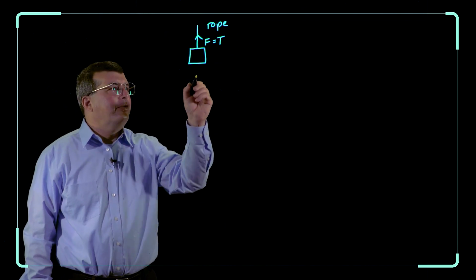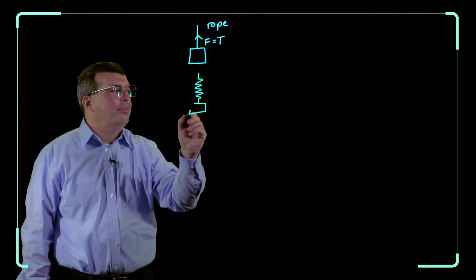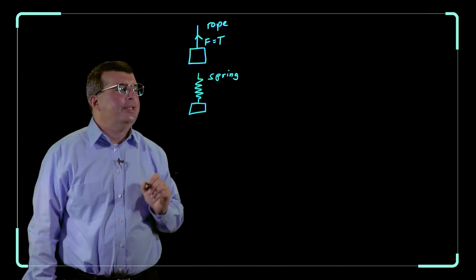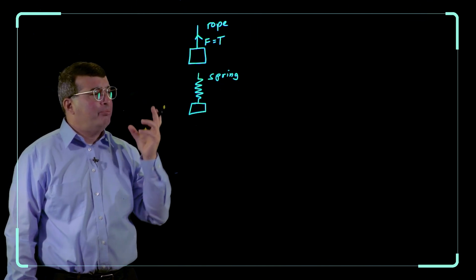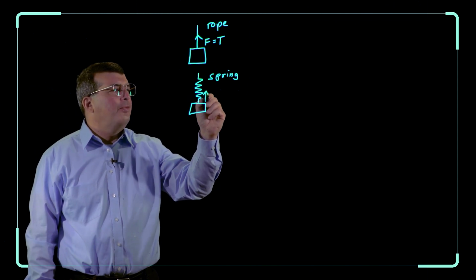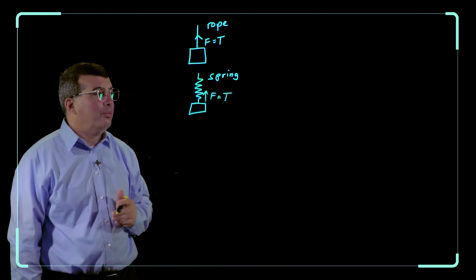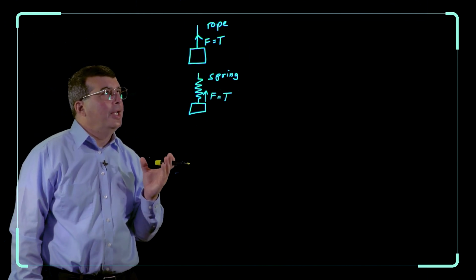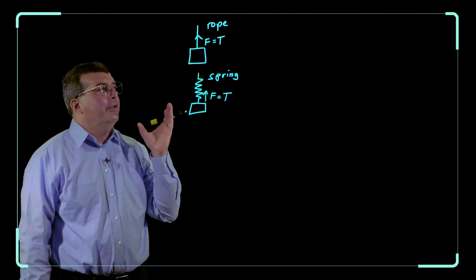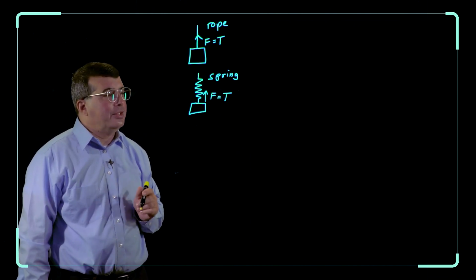Now let me draw that object hanging from a spring. Same object, but now it's hanging from a spring. Well, in this case, the situation is similar. The spring is pulling on that object, so it's pulling upwards in the direction of the spring. So the force is equal to the tension in the spring. Okay, so the rope is pulling in the direction of the rope. The spring is pulling in the direction of the spring. The force exerted by the rope is the tension in the rope, and the force exerted by the spring is equal to the tension in the spring.